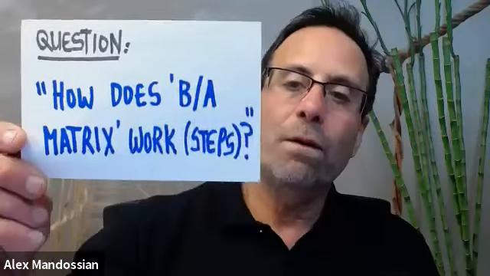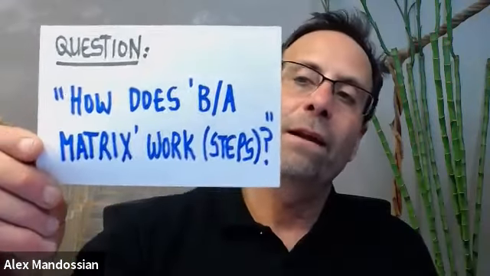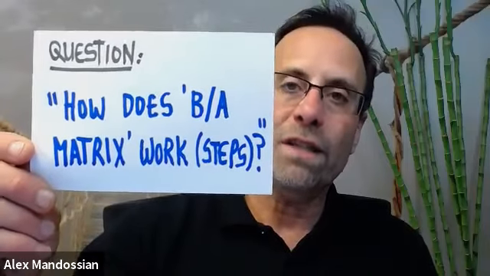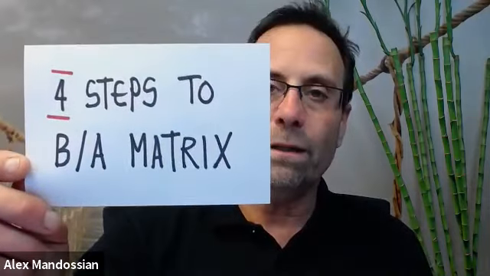So how does the before and after, the BA matrix, work step by step? Well, there are only 4 steps, and it's in the general curriculum, which I sent you a while back, and that's also in the Facebook group under files. There are 4 steps to the matrix. Now, these 4 steps need to be handled in a specific sequence, and I'm going to show you the sequence in just a moment.